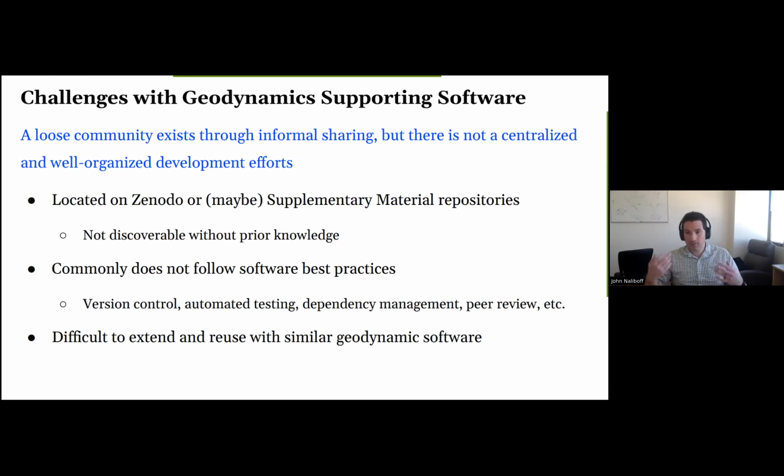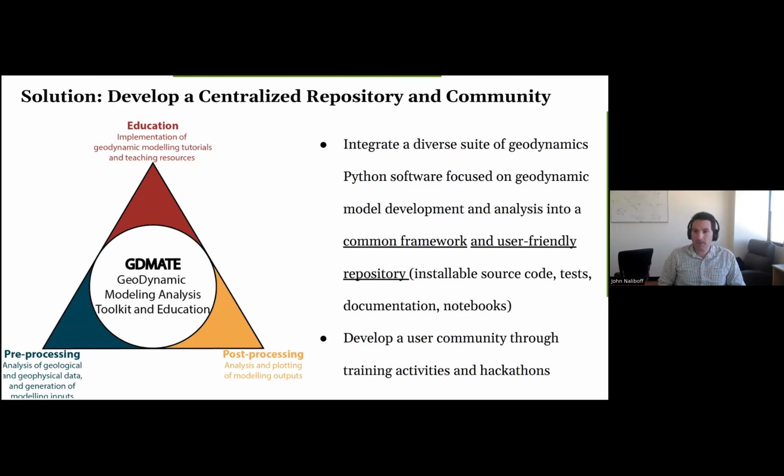For example, the software I've written may work with ASPECT outputs, but it may not work with outputs from something like Pitot-10, 3D, LaMEM, or Underworld. And it's also often not written using modern optimization techniques. So the solution we've proposed at NSF is to take all of this existing software and develop a centralized repository and community surrounding it. We're calling this effort GDMATE. This stands for Geodynamic Modeling Analysis Toolkit and Education.